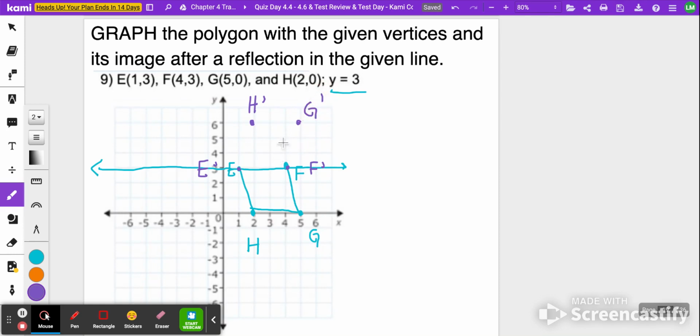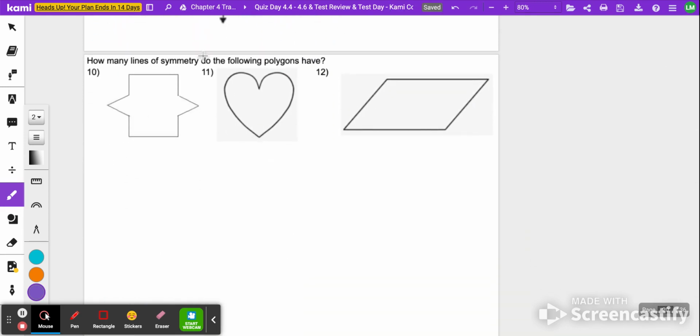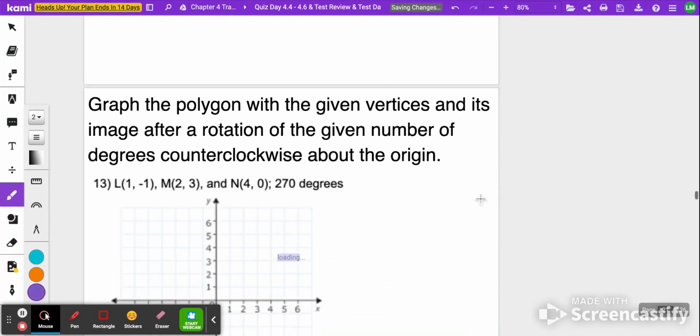Once we graph this, we should see a reflection across that y equals 3 line of H prime, G prime, E prime, and F prime. Okay. Numbers 10 through 12 start with the lines of symmetry. For number 10, we notice that there are two lines of symmetry, one horizontal and one vertical. For number 11, there's only one line of symmetry. And for number 12, there are no lines of symmetry. So none for number 12.